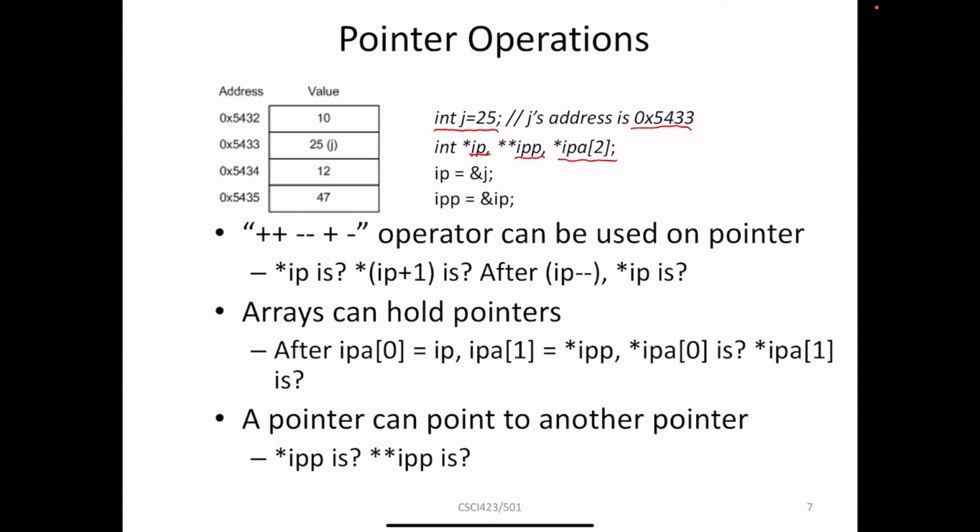And for ip equals ampersand j, when we put the ampersand in front of a variable, it means that we want to get the address of this variable. So the meaning of this line is that we assign the address of variable j, which is 5433, as we already mentioned from the comments, to pointer ip. So therefore, ip is also equal to 0x5433.